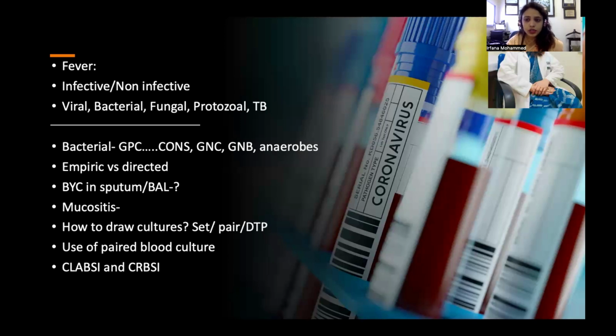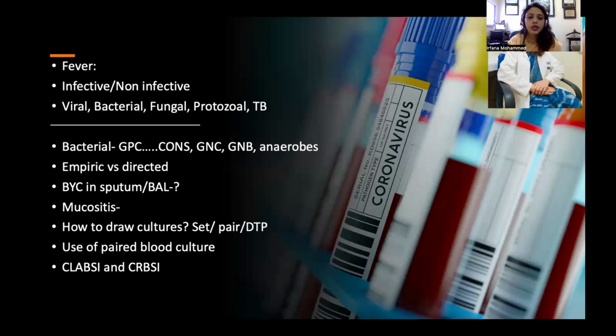If it is growing in a single blood culture, then you can just remove the central line if it is coming from a central line. One important thing about coagulase negative staph is that staph lugdunensis is CONS, but it has virulence similar to staph aureus. So you cannot ignore staph lugdunensis, and you treat it like we treat staph aureus.